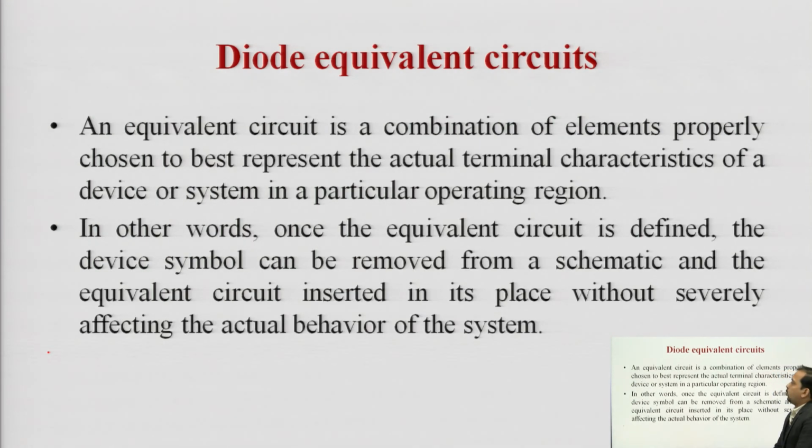First is the diode equivalent circuit. Why are equivalent circuits required? An equivalent circuit is basically a combination of elements properly selected to best suit the terminal characteristics. For a p-n junction diode we want the equivalent circuit so that we can replace the diode with it in the desired circuit. In other words, the equivalent circuit is defined as a device symbol that can be removed from a system and the equivalent circuit inserted in its place without affecting the actual behavior of the system.